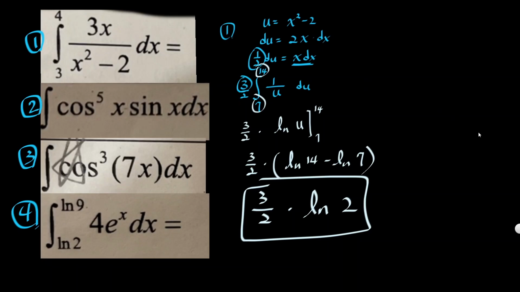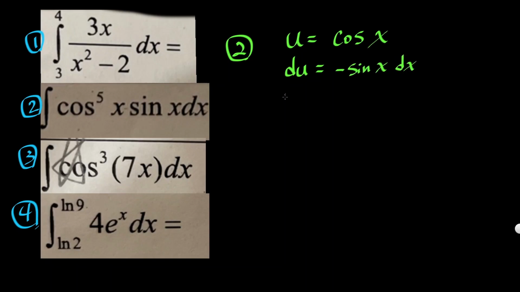Alrighty, let's move on to number 2. Okay, let me use a different color. Number 2. So we got cosine to the 5th power and then sine. Alright, let's have u equal cosine x this time. Then du will be, derivative of cosine will be negative sine x dx. But it's got positive sine x dx in it. So I'm going to multiply by negative 1. So negative du is now equal to sine x dx. Okay, so this portion right there is actually negative du.